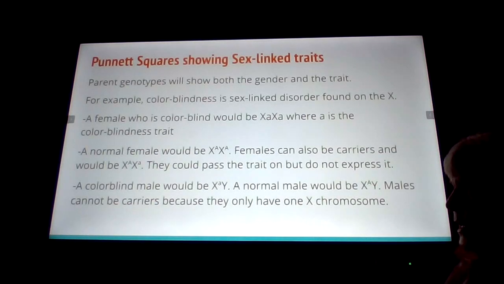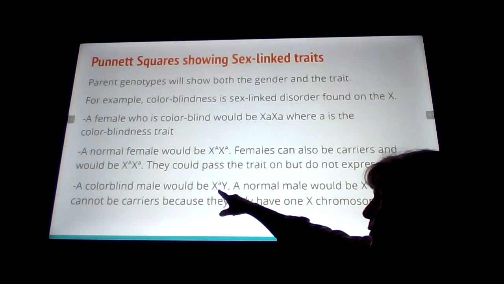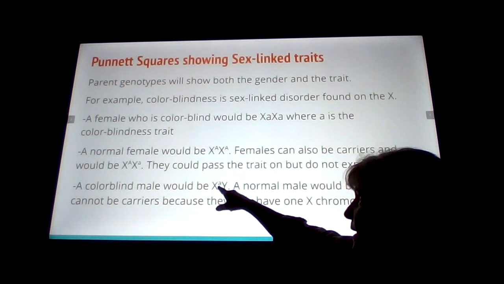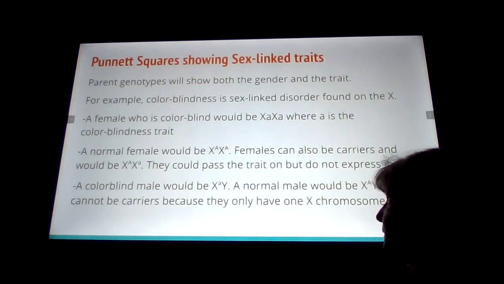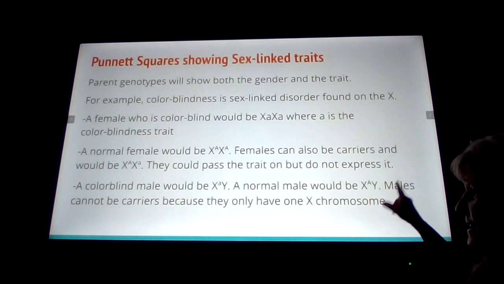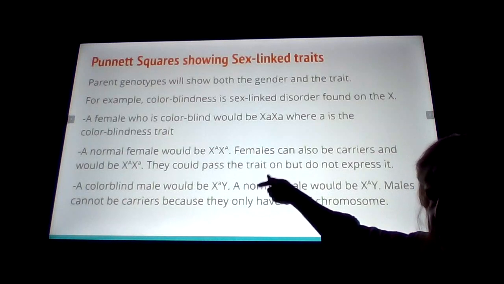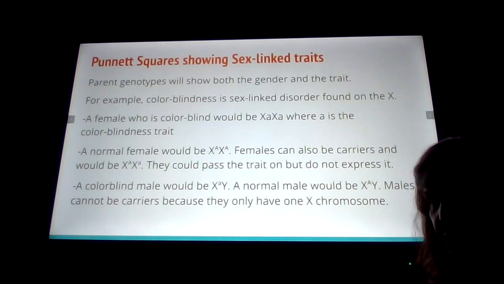If you're a male and you're colorblind, your letters are going to be X little a, Y. Again, the X and the Y represent the male. The little a says you have the disorder because it's a recessive disorder. If you're normal, you're going to be X big A, Y. And males can't be carriers because they only have one X. So what you see there is what you're going to see as being expressed.